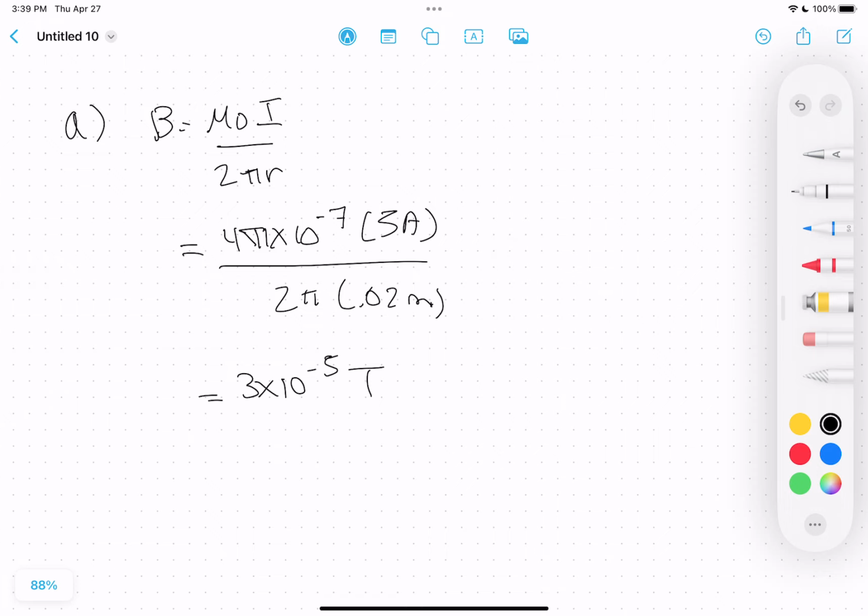Is that what you got as well? I got 3 times 10 to the negative 5. Oh, we would convert from centimeters to meters, right? Yep. Sorry. No, it's good. I've just gotten used to leaving it as is for some reasons. Yeah, for the image stuff.